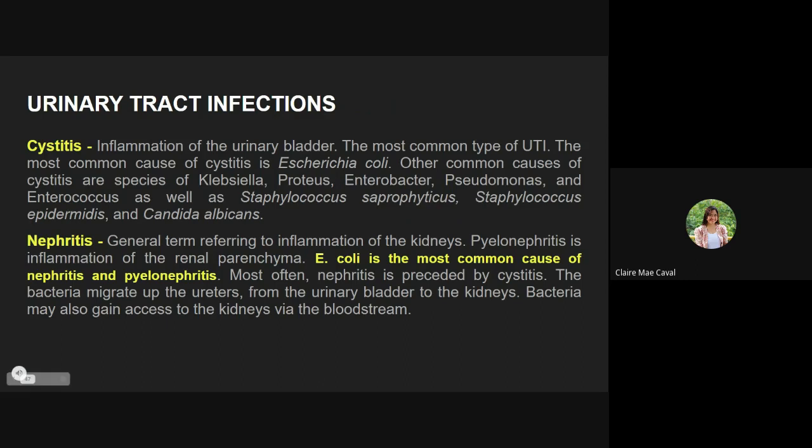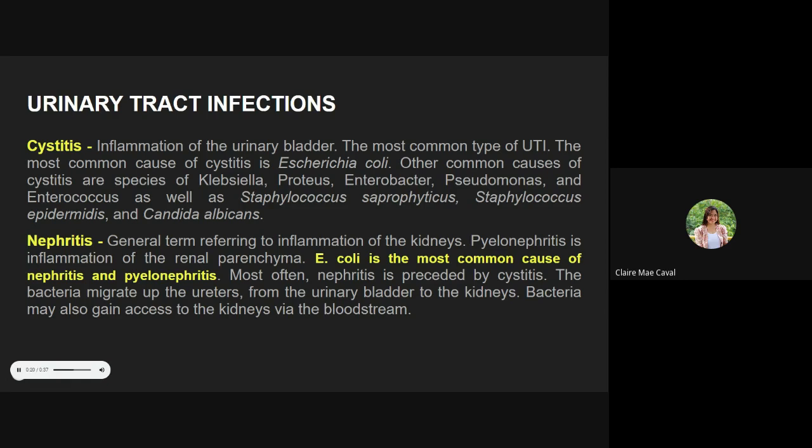So these are the different terms of urinary tract infections. Cystitis is the inflammation of the urinary bladder. It's the most common type of UTI, and the most common cause is Escherichia coli. Other etiologic agents are the ones listed.